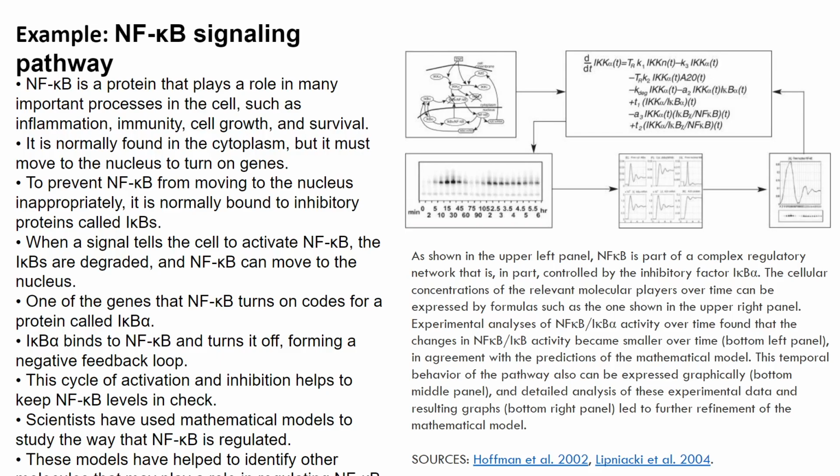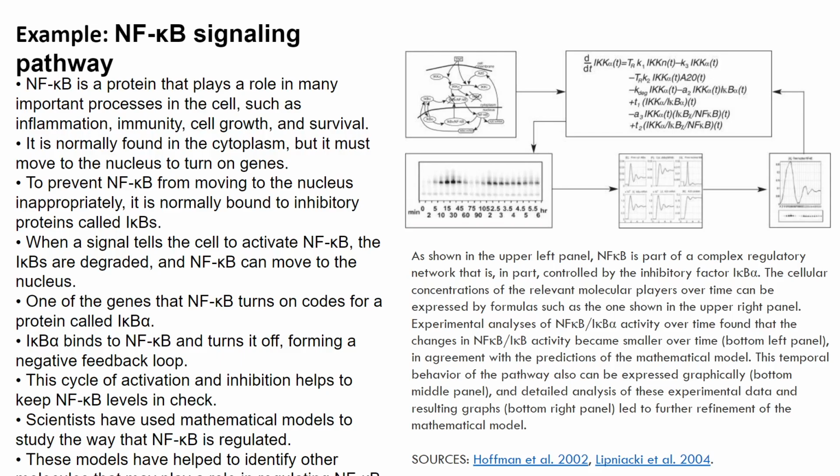And scientists have used mathematical models to study the way NF kappa B is regulated. I'm sorry you cannot see this, but these models have helped to identify other molecules that have a role in regulating NF kappa B. So if you look at this pathway, you see TNF coming in and starting the signaling cascade, and this is a little bit of a complex cascade, and you can write this down in differential equation forms.